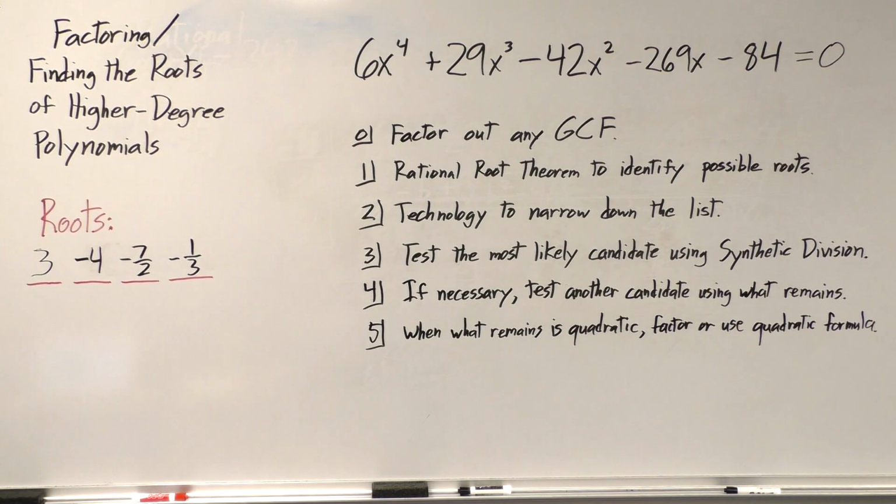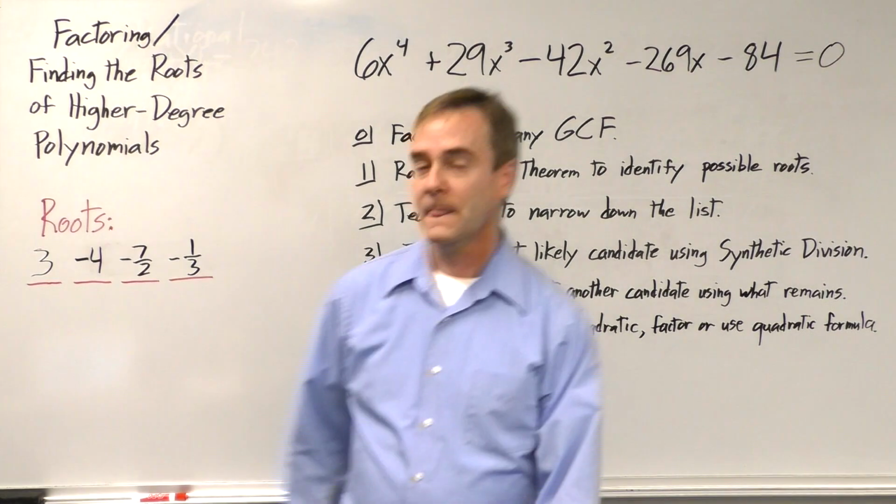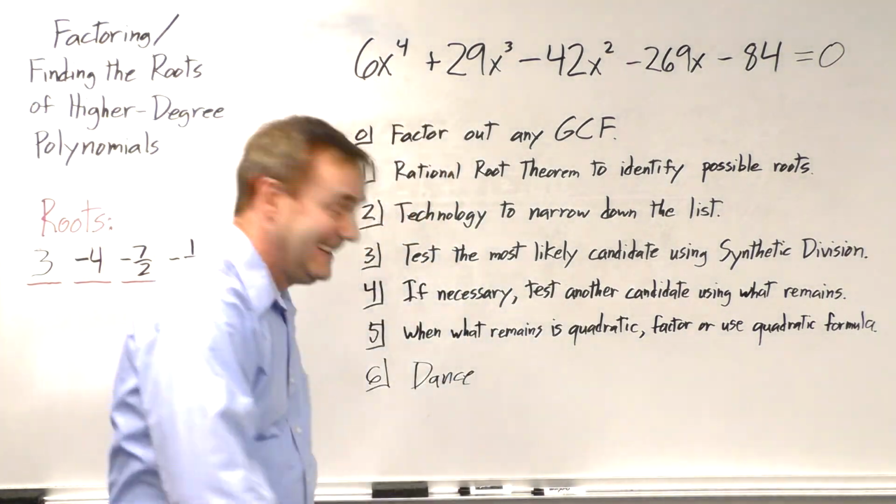No remainder? Awesome, you found one. Remainder? Well, you screwed up, go try another one. What remains is what's left from the original polynomial. If you have to, test another candidate against what remains. But if what remains is quadratic, then you can factor using your ordinary tools, or you can even use the quadratic formula to find the remaining roots. And then the final step, dance.